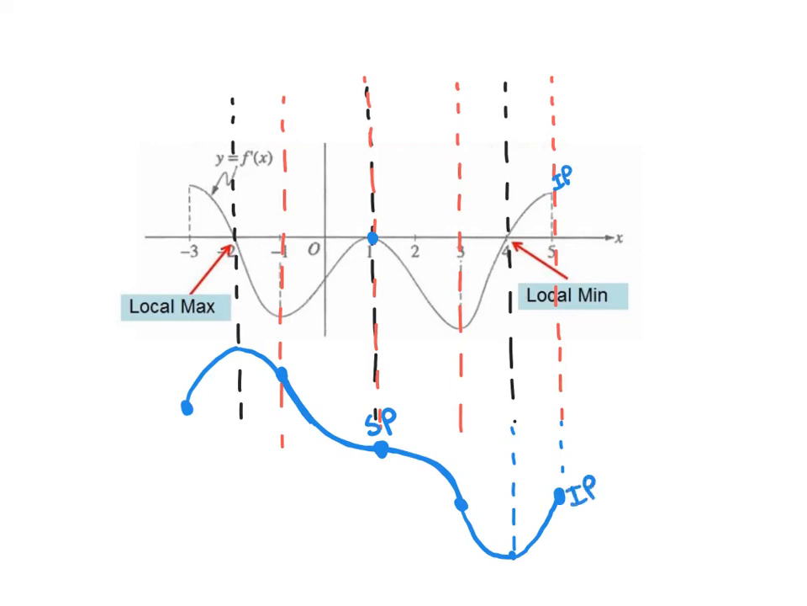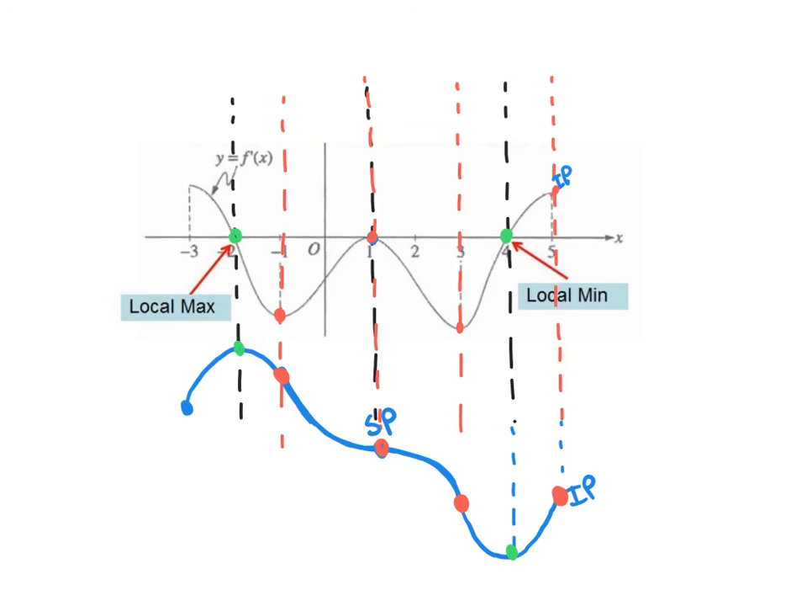So our inflection points are, let's highlight them in red, they are the places where my derivative had local extrema. And then our local maximums and minimums we'll highlight in green. Those are the places where my derivative was 0 and exhibited a sign change.